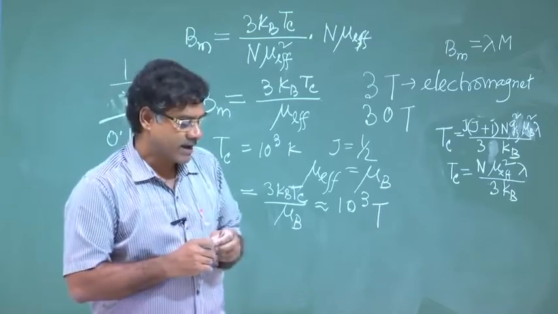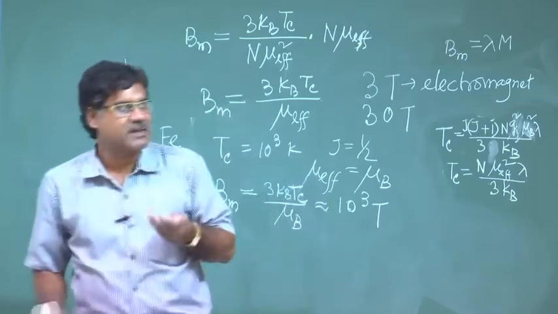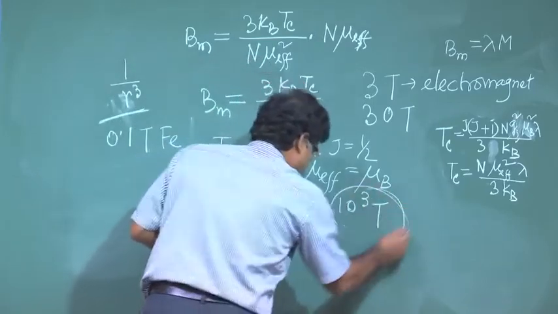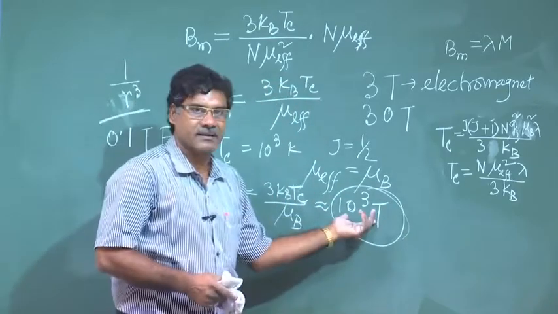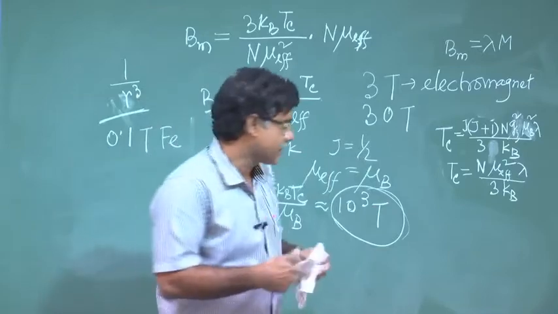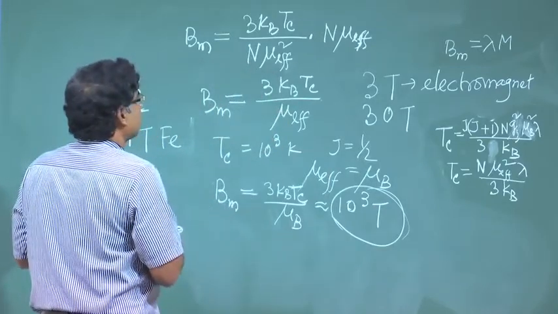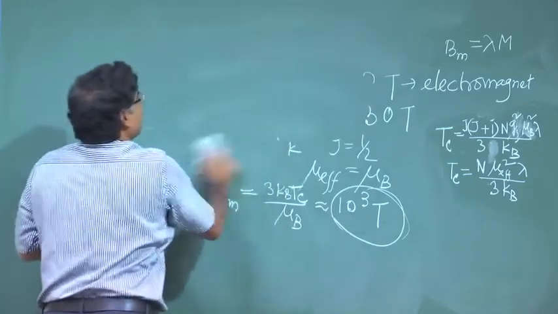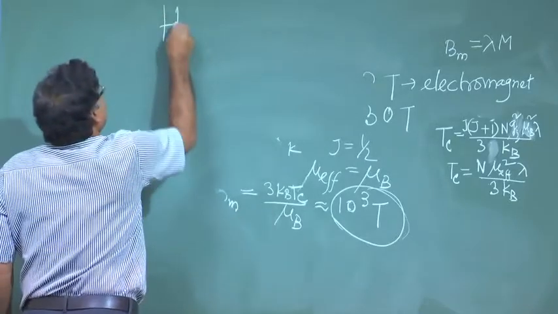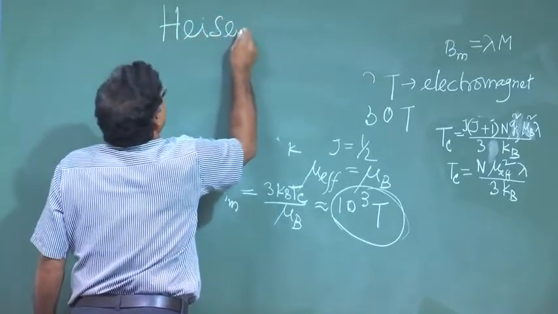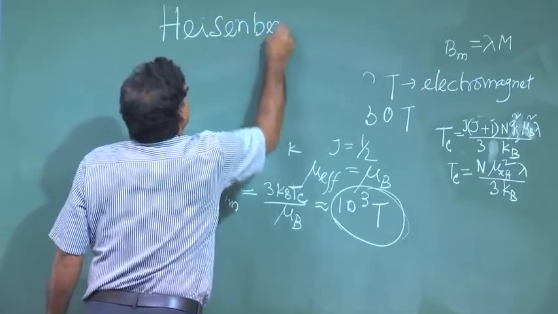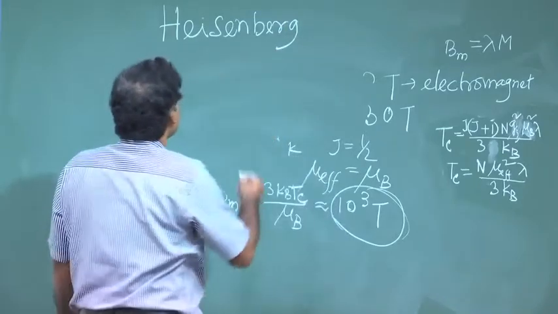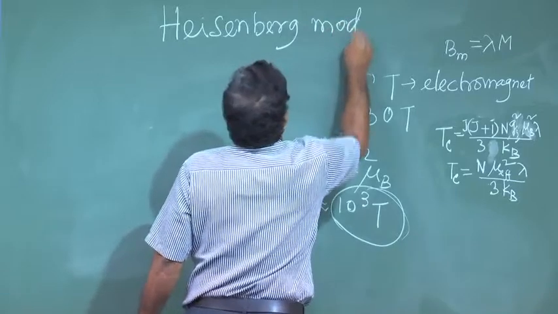Now, to find out the origin of this molecular field, whose strength is very high, in the range of 10 to the power 3 Tesla, Heisenberg proposed one model. It is called the Heisenberg model.